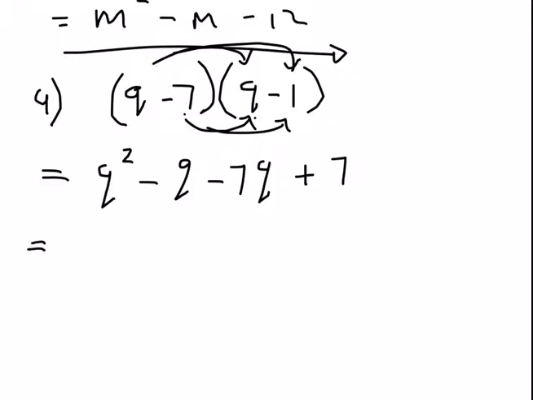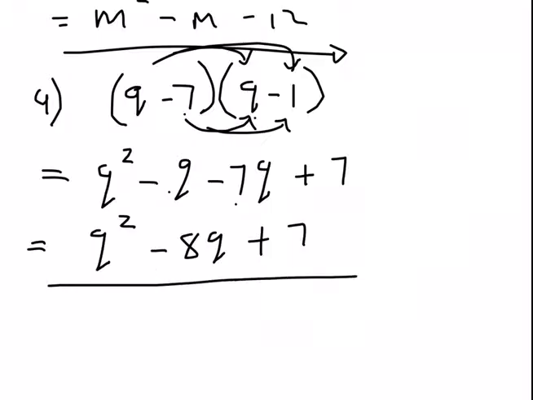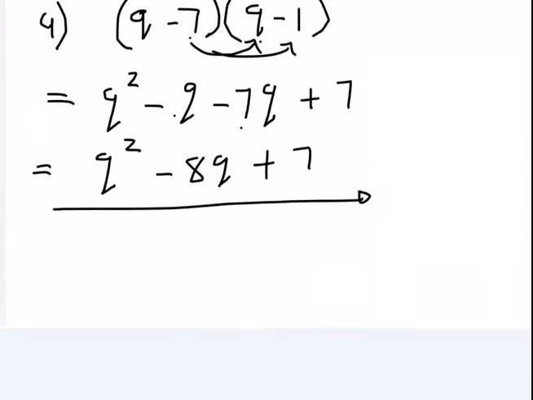Do you have like terms? Yes, it looks like we do. The other ones we write as they are. This and that will be negative 8q. Just remember to write that 7 there, because it is part of that answer. And this should be the end of it.